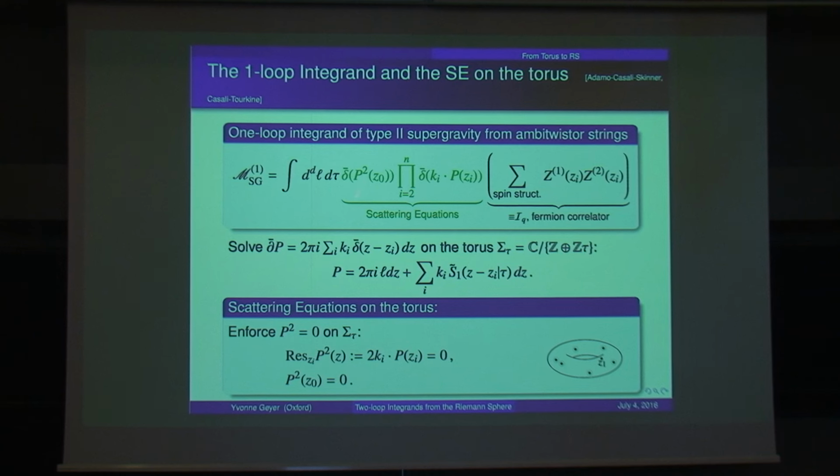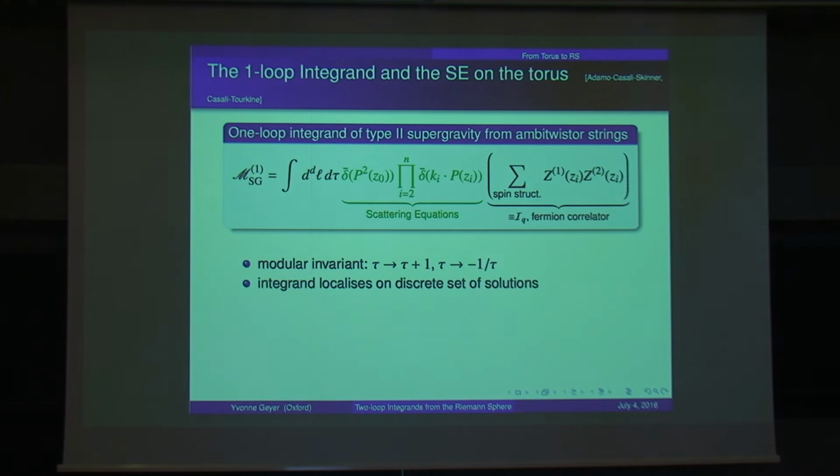The scattering equations are just as before. They're enforcing p squared equals 0. Again, we're doing this by setting all the residues to 0, and minus one of these are independent. But you can see already that due to this factor here that is completely holomorphic and globally holomorphic, by setting to 0, we don't enforce p squared equals 0 yet, we just enforce that p squared is a constant. So there is a last equation that sets p squared at any point to 0 to enforce that this constant is actually vanishing.